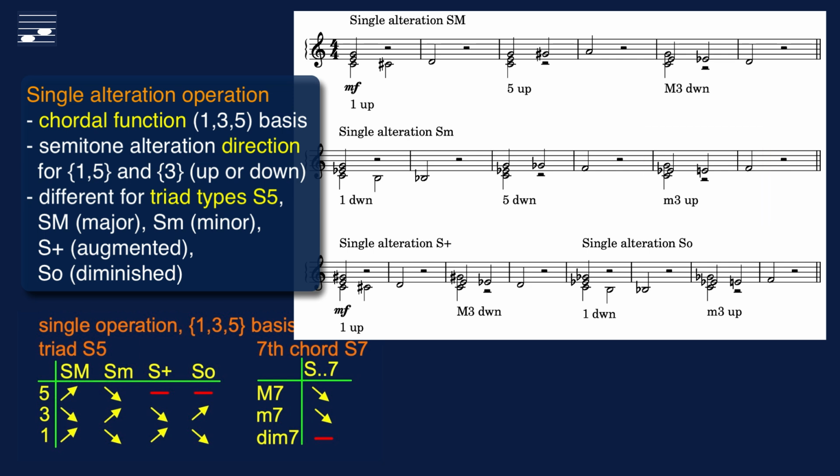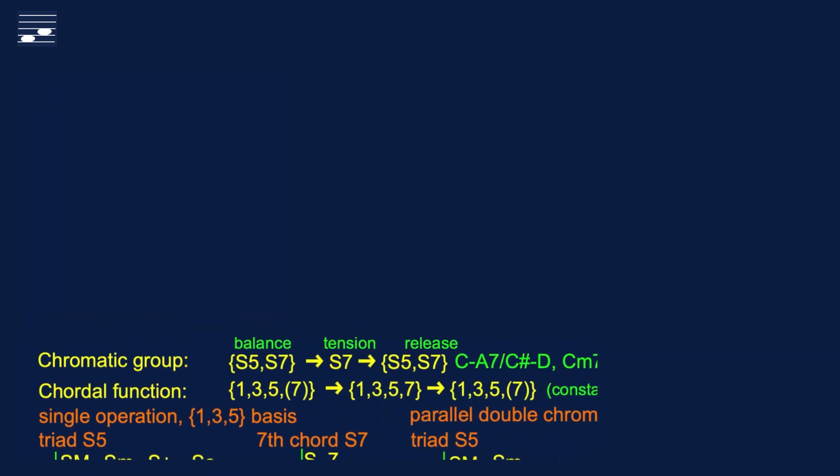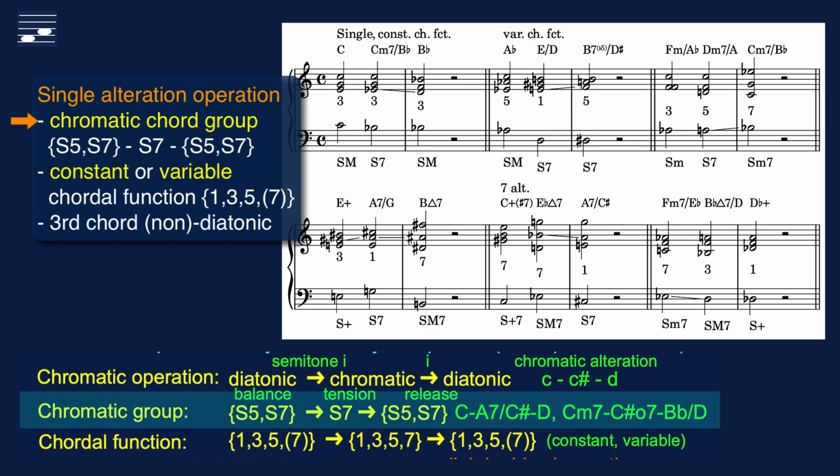In case of an augmented triad, we only apply semitone alteration to chordal functions 1 and 3. For the diminished triad, the root descends. The chordal function 3 moves in upward direction. The semitone note alteration pattern is part of a 3-element chromatic chord group.